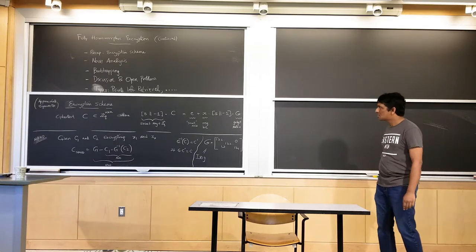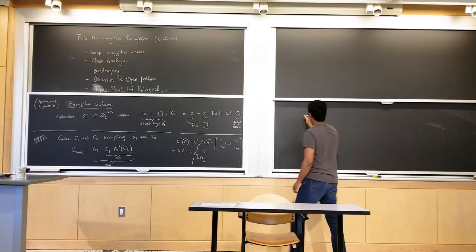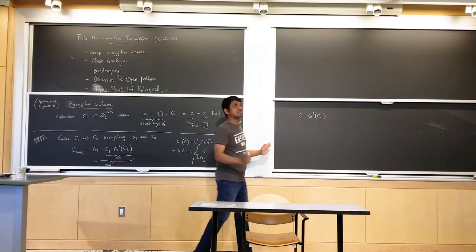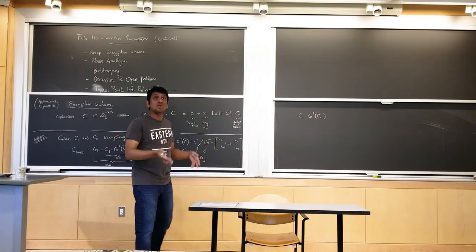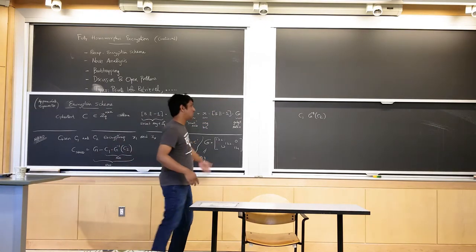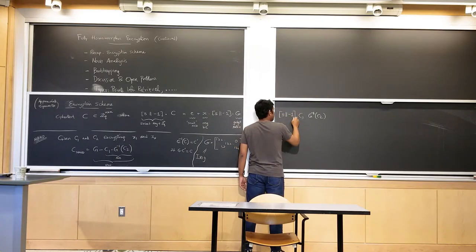That's the whole ciphertext. So let's see one piece at a time. C1 times G inverse of C2. I claim this is a ciphertext. Ciphertext of what? I don't know until I decrypt. So let's check what the decryption algorithm would do on this ciphertext. That is, multiply by this minus 1.